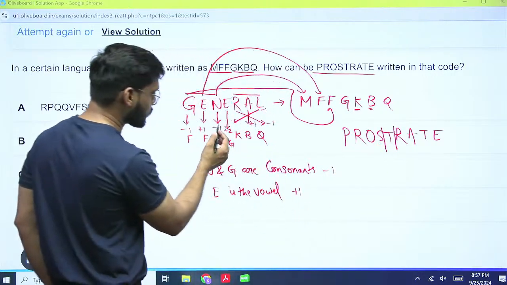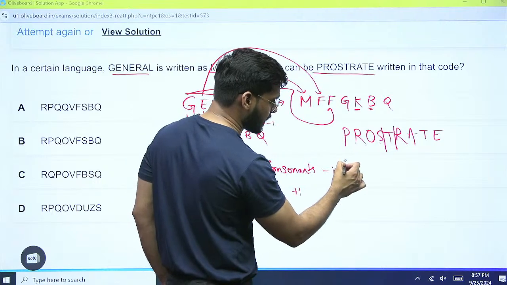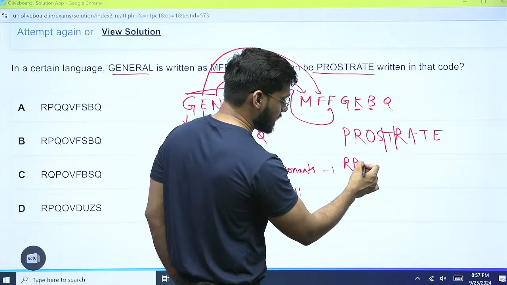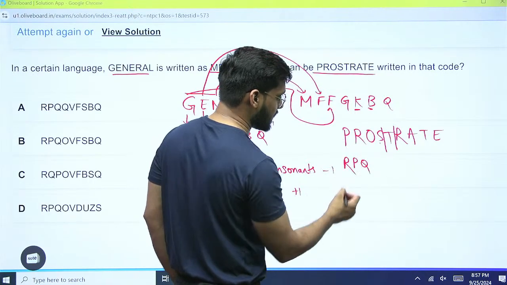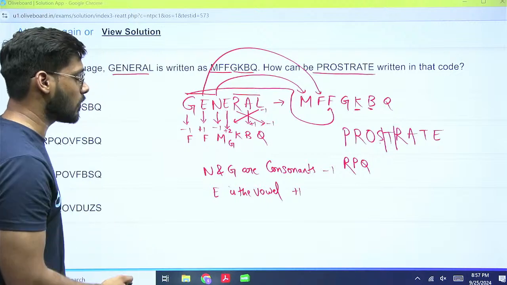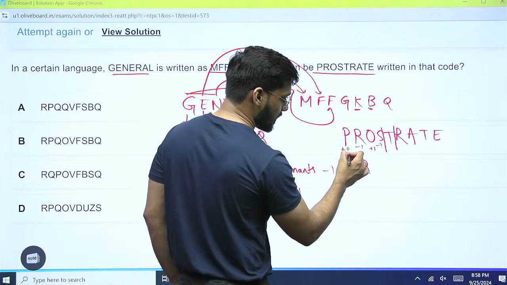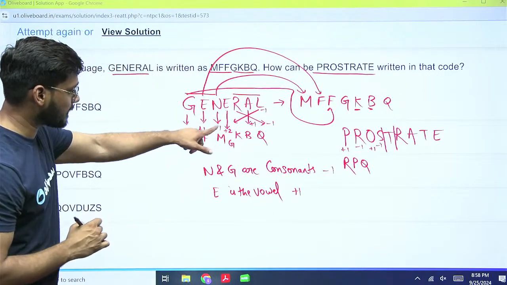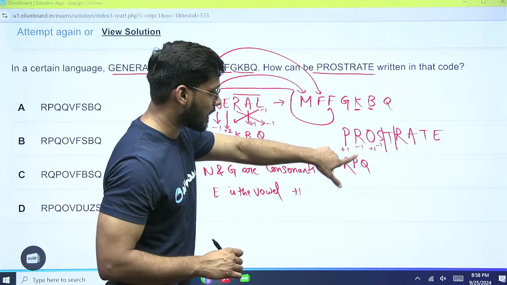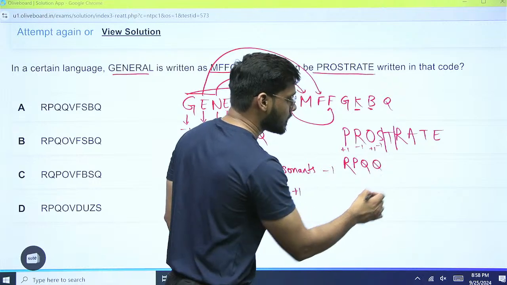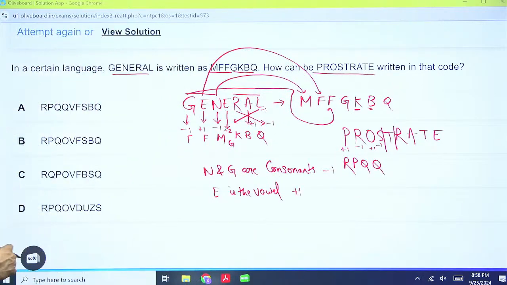In S, what are we going to do? -1. If we use -1, we get R. In O, +1, O becomes P. R -1 is Q. And P +1 is Q. So the pattern is -1, +1, -1, +1. So S -1 is R, O +1 is P, R -1 is Q, and P +1 is Q. R, P, Q, Q. Does this match any option? It matches option A, R, P, Q, Q, and it does not match any other option.